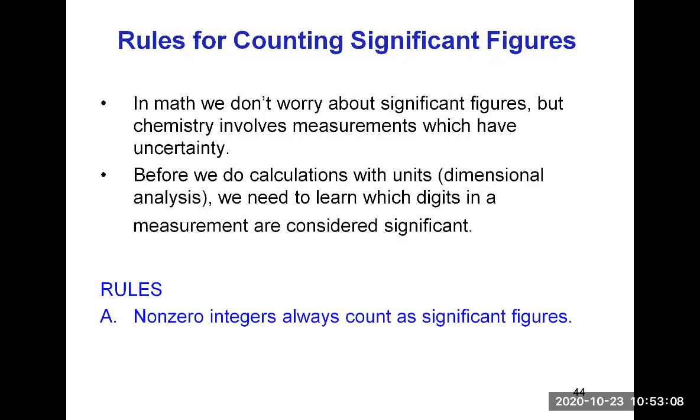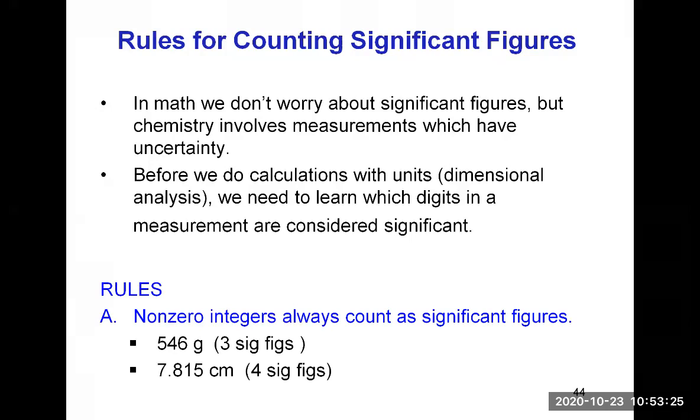All non-zero integers always count as significant figures. For example, in the measurement 546 grams, there are 3 significant figures, the 5, the 4, and the 6. In the measurement 7.815 centimeters, there are 4 significant figures. Every digit here is non-zero and counts as significant.